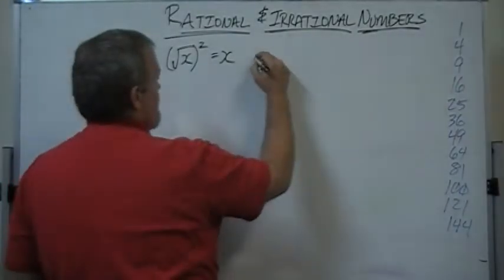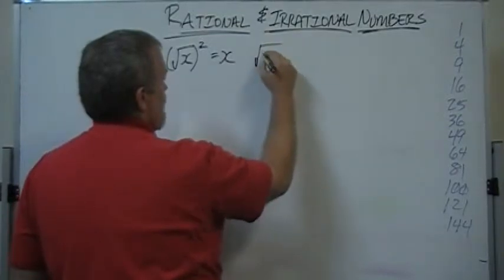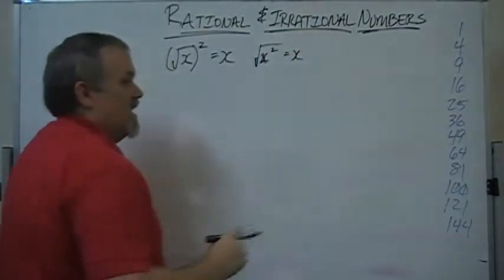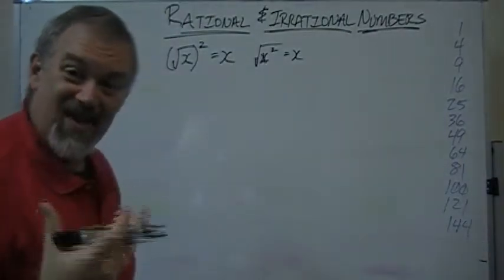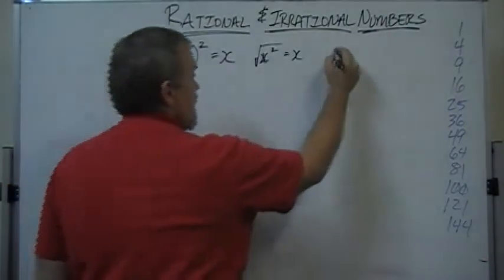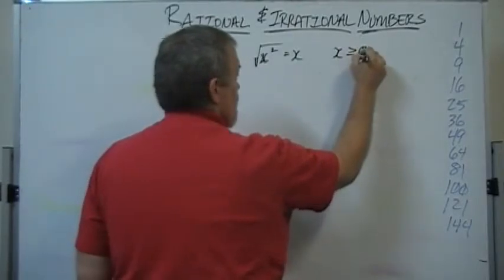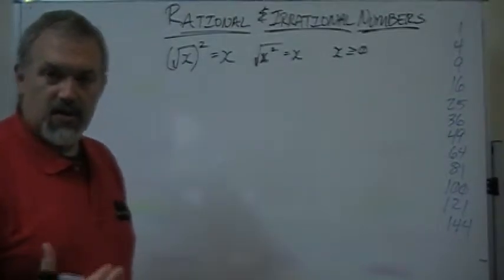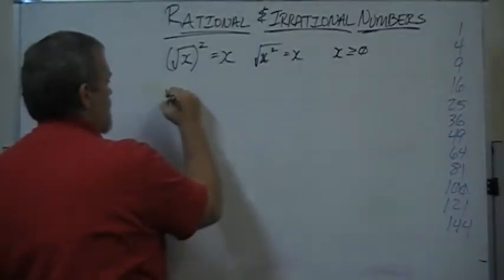Also, same idea, we could say this. The square root of x squared is also equal to x. Now there's a limitation for this. We can't have a negative number under the radical, so x does have to be greater than or equal to 0. Another rule that we use quite frequently is this one.